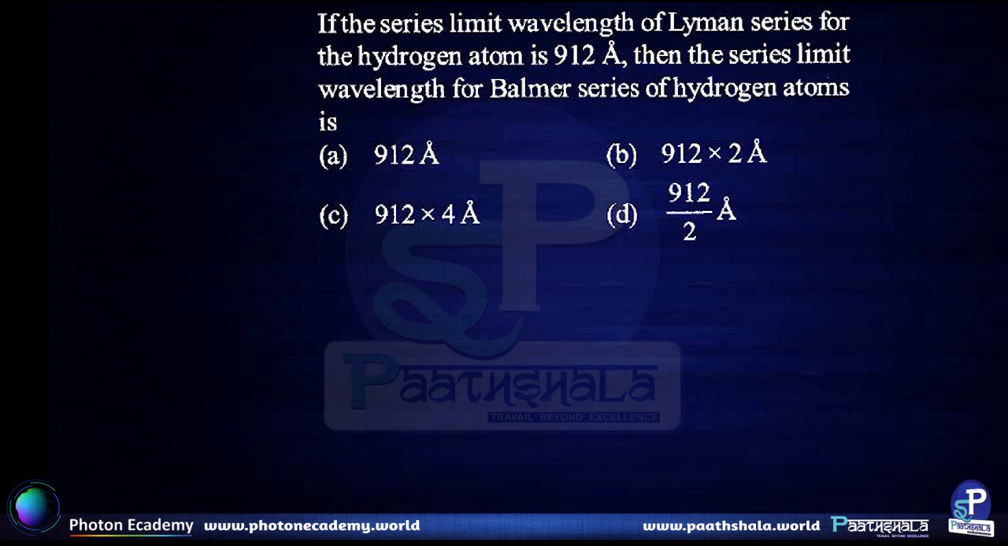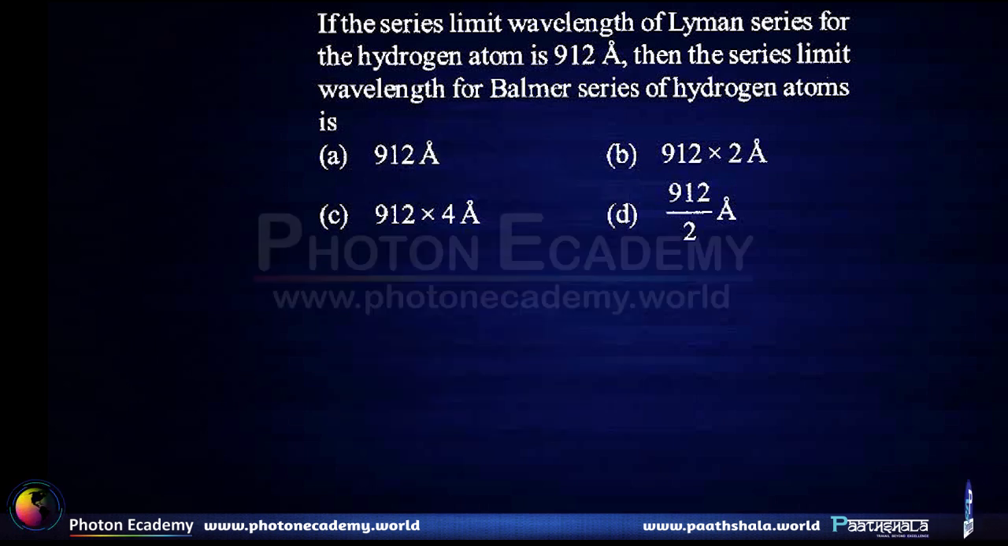If the series limit wavelength of Lyman series for the hydrogen atom is 912 angstroms, then the series limit wavelength for Balmer series of hydrogen atoms is to be calculated. If we have a hydrogen atom, what is the force that is keeping the electron in orbit around the atom?